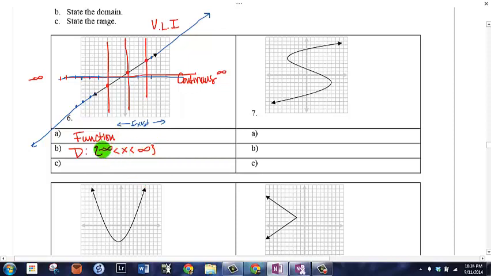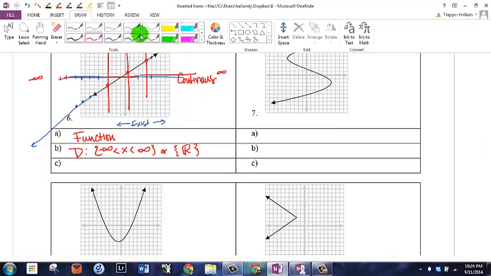So my set could be listed like this. The domain for x is all the values from negative infinity to positive infinity. When we say all the values from negative infinity to positive infinity, another way to say that is all real numbers, all the numbers that we deal with in algebra. So it's all real numbers. We can write it either way.